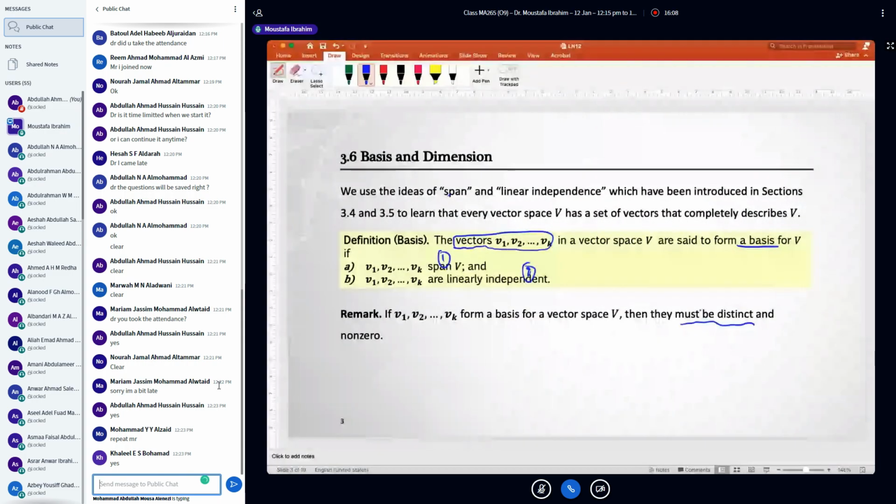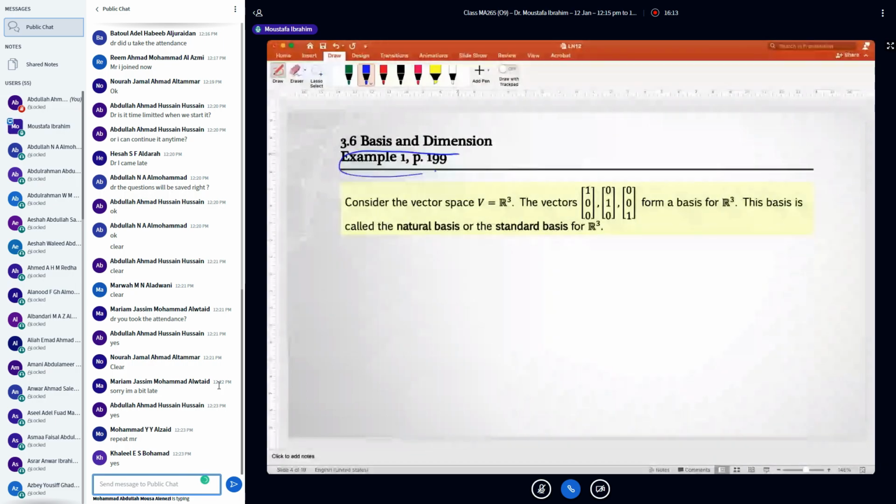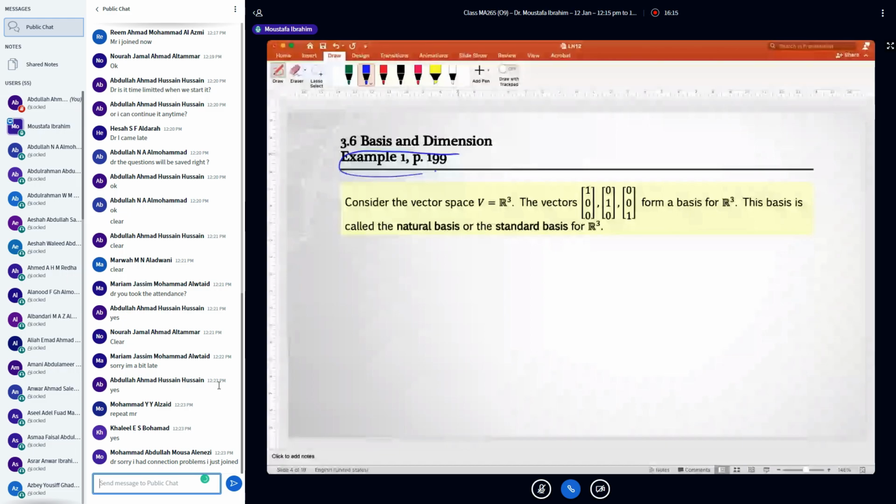So let's see an example here. Example one from the textbook, page 199. So we have here a set of three vectors, E1, E2, E3. We want to see if this set is a basis for the vector space R3. So here the vector space is R3. We want to see if E1, E2, E3 form a basis. Okay, guys?